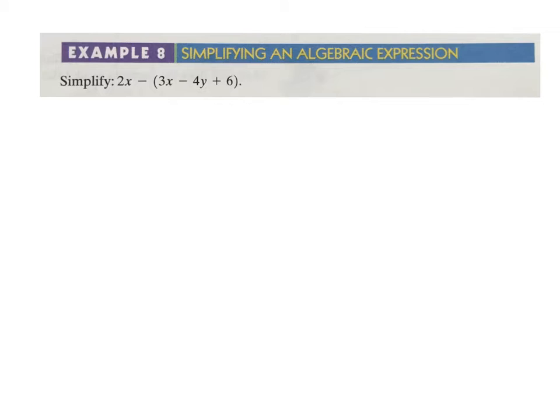Example 8, again, I have to get rid of my parentheses here. And if you'll notice, there's not a number in front of that parentheses, so that's an understood 1. 2x minus 1 times 3x minus 4y plus 6. So I'm rewriting that to where I have a 1 in front of that parenthesis, so I know that means I have to distribute a negative 1.